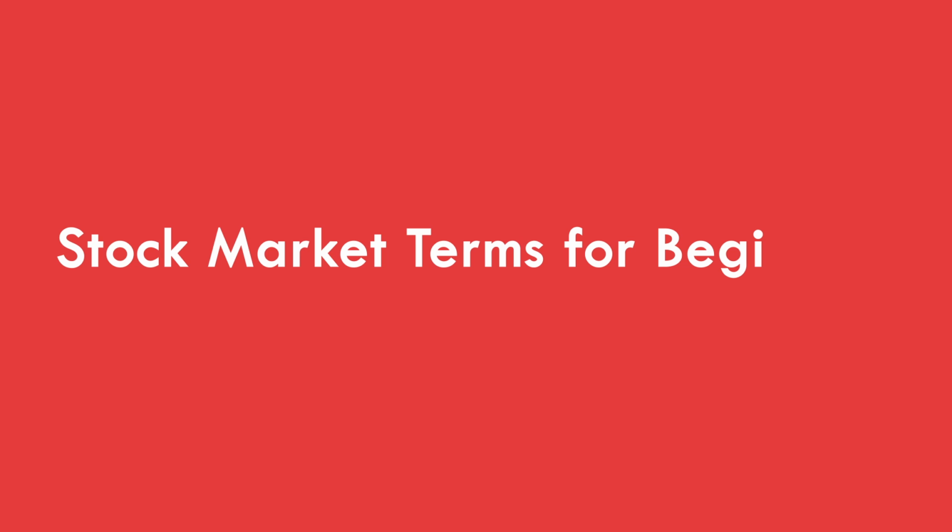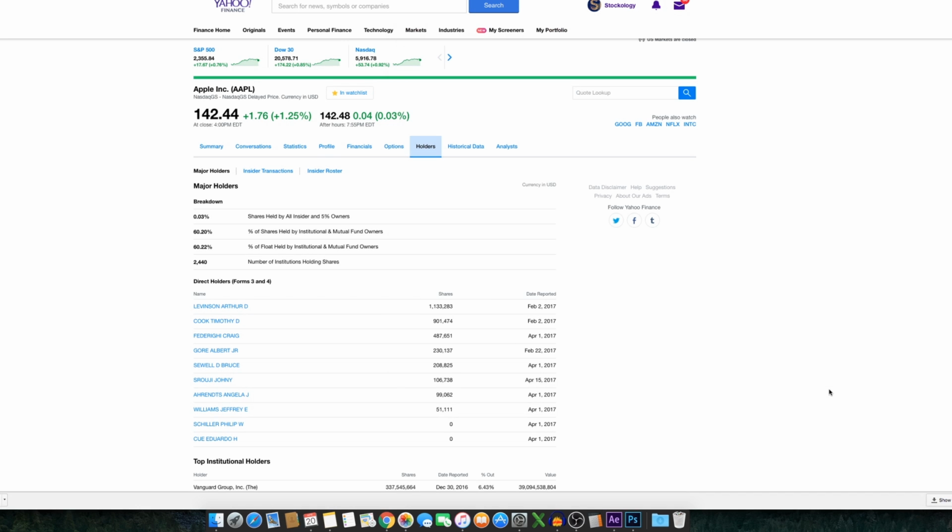Stock market terms for beginners. So I'm going to explain 10 terms extremely simply, just to get the basic understanding of these across. The first big three to know are stock, market cap, and EPS.